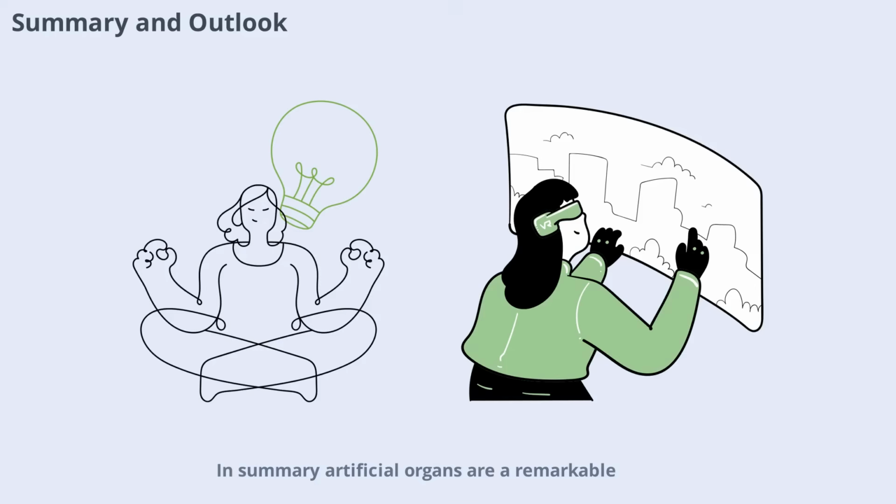Summary: artificial organs are a remarkable achievement of modern medicine and engineering. They offer hope to millions who suffer from organ failure or loss, bridging the gap where natural transplants are not possible. While challenges remain, especially regarding adaptability and longevity, the field is rapidly evolving. With continued innovation, artificial organs will play an even greater role in healthcare, transforming lives and redefining what's possible in medicine.